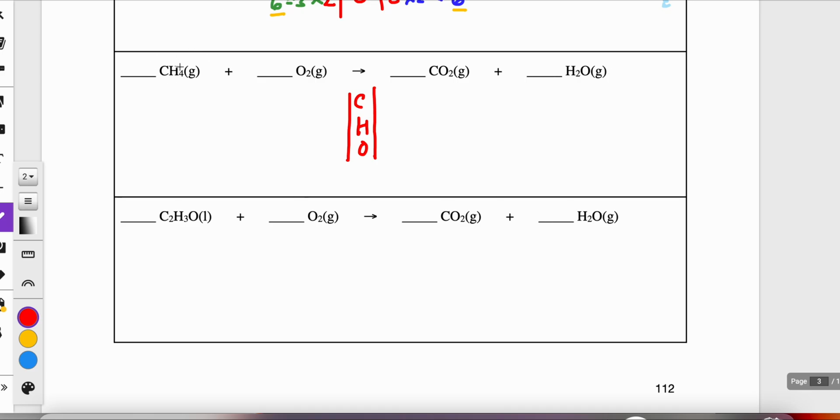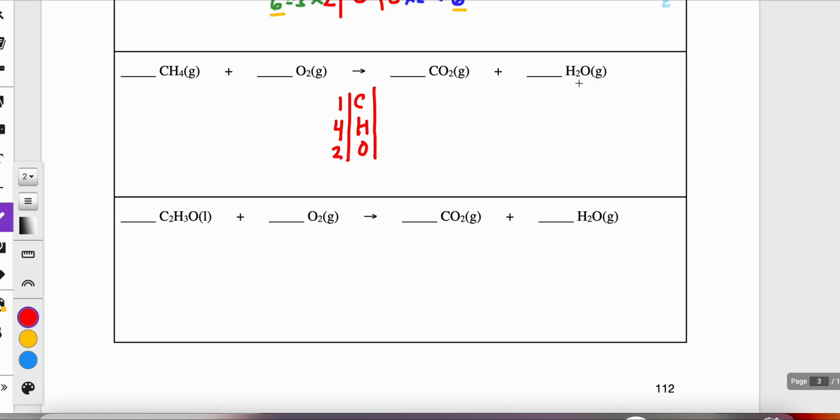Doing my count. Over here, this formula has the carbon in it, and it only contains 1 carbon. This formula over here has the hydrogen in it. Hydrogen has a subscript of 4, so I have 4 hydrogens. On the left-hand side, this is the formula that contains the oxygen, and it has a subscript of 2, so I have an oxygen count of 2 on the reactant side.